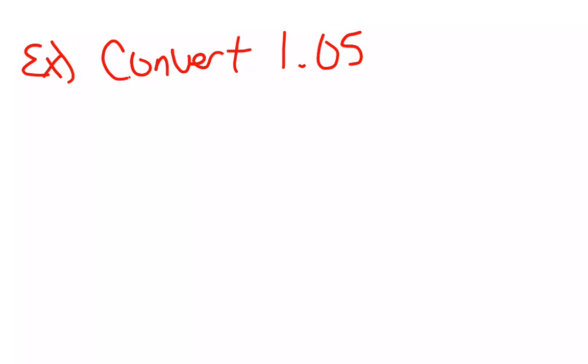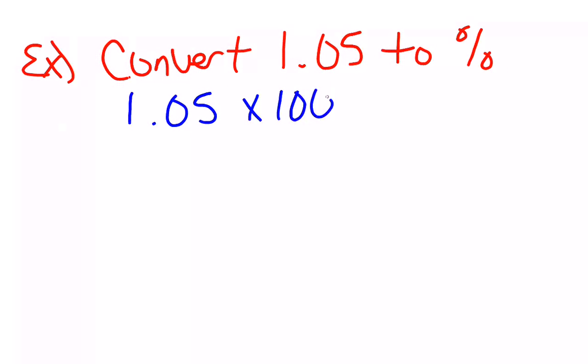Next example, we want to convert 1.05 to a percent. So the last one, we were going from a percent to a decimal, we divided. In this case, we're going from a decimal to a percent, so we multiply by 100. So 1.05 times 100. Again, calculator works well, but this becomes 105%.